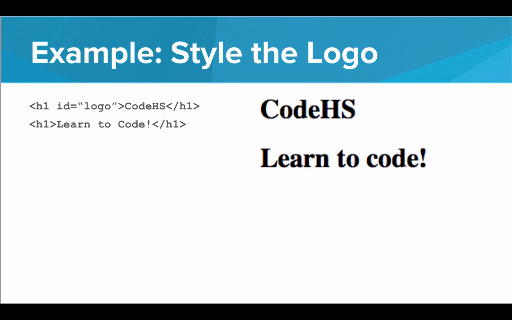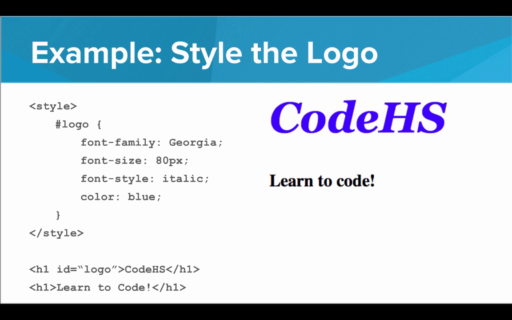So to see an example of this, here we have two H1 tags, CodeHS and Learn to Code, and only one of them has the ID logo. So if we were to add a CSS rule that styled the ID logo with a font family of Georgia, font size of 80 pixels, font style of italic, and a color of blue, it only applies to the CodeHS H1 tag. It only applies to the tag with the ID logo.